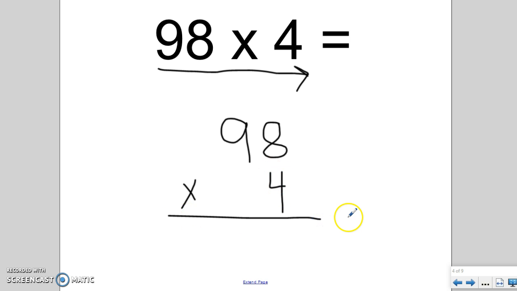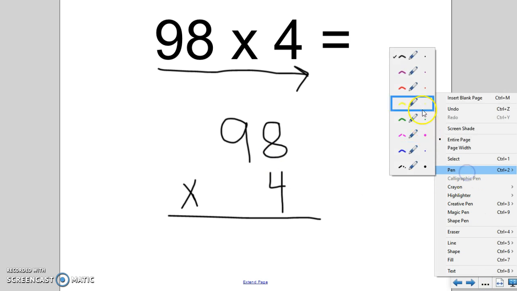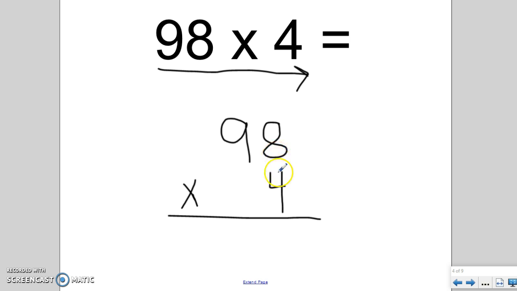And just like we were doing with the other multiplication strategy, 98 times 4 really means 4 groups of 98. So we're going to think about it first as 4 groups of 8, and then we'll think about it as 4 groups of 90. So that's where we're heading. Let's start with 4 groups of 8.